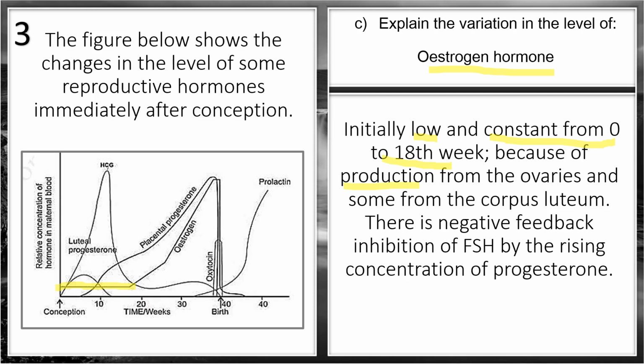because of the production from the ovaries and some from the corpus luteum, there is a negative feedback or inhibition of follicle stimulating hormone by rising concentration of progesterone. So when there is progesterone rising, there is going to be an inhibition of the production of follicle stimulating hormone.